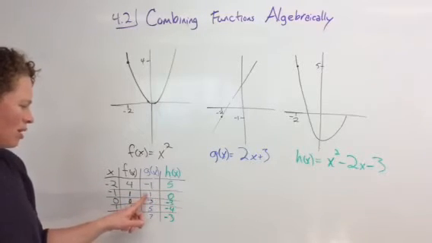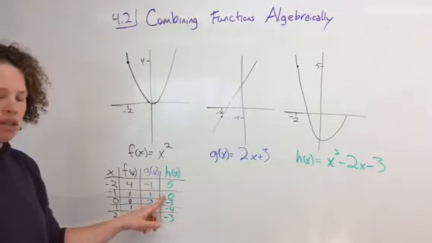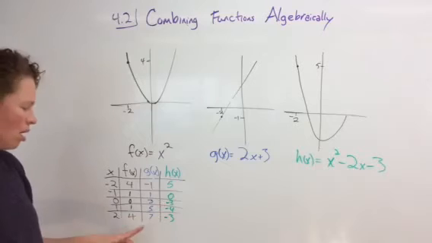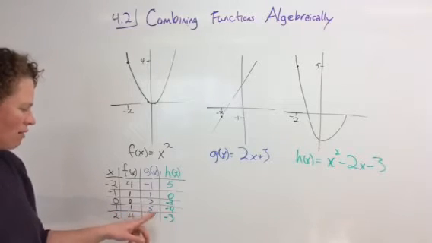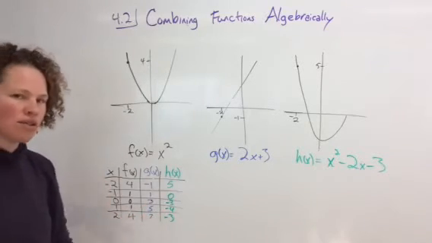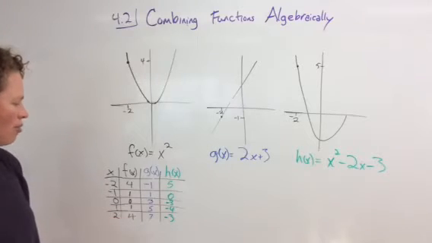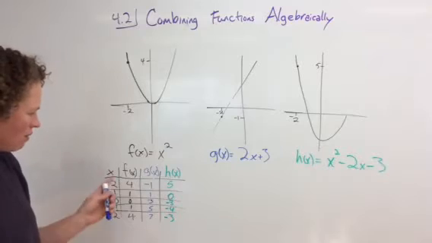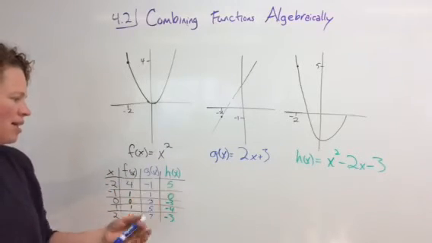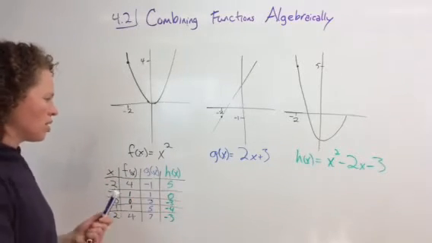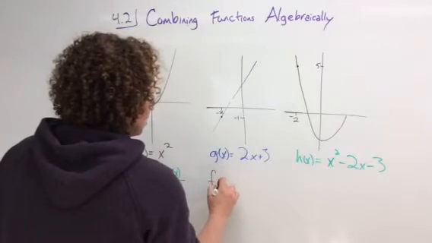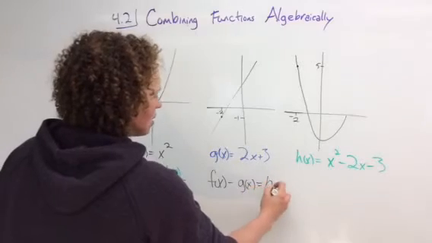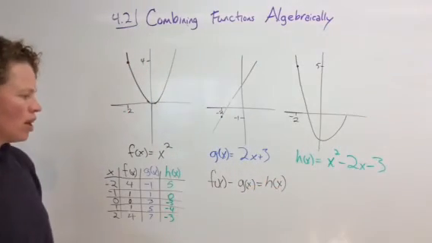Well, I could go 4 minus 1, that would get me 5. Would 1 minus 1 get me 0? Yes. Would 0 minus 3 get me -3? Would 1 minus 5 get me -4? And so on. So what we see happening here is that the pattern reveals that it's actually f of x minus g of x that gets us h of x. So we're just going to write that down. f of x minus g of x gets us h of x.